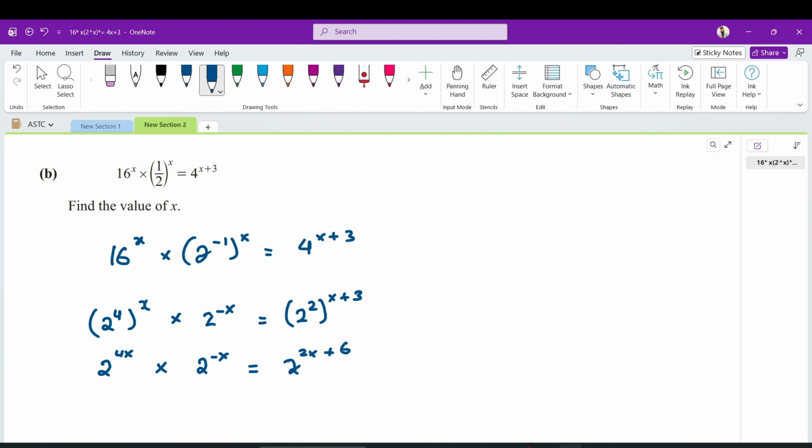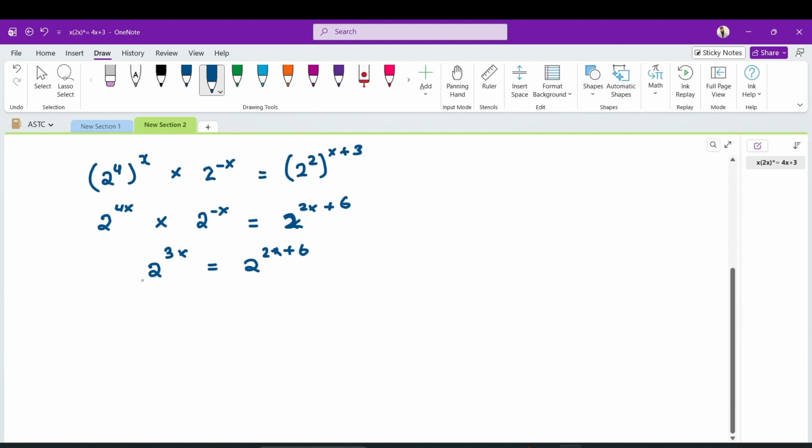Now we can write this into one single index. We can combine the base. Since there's a positive sign, the powers are going to add: 4x plus minus x, that would be 2 to the power 3x, equals 2 to the power 2x plus 6. Now, since the bases are exactly the same, these powers should also be equal. So 3x is equal to 2x plus 6. When 2x goes to the other side, you will be left with x. So x is equal to 6.